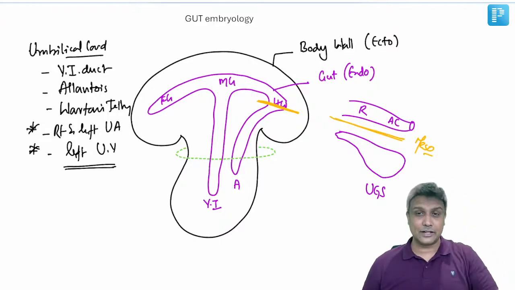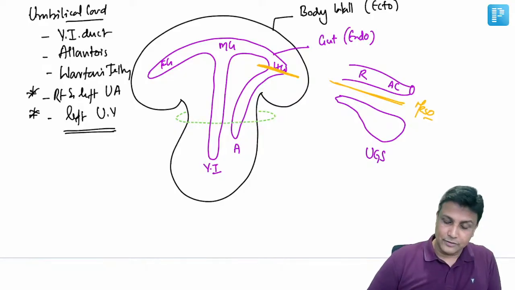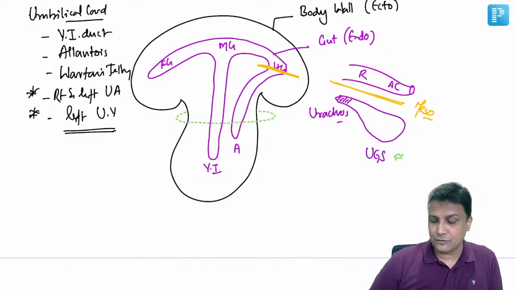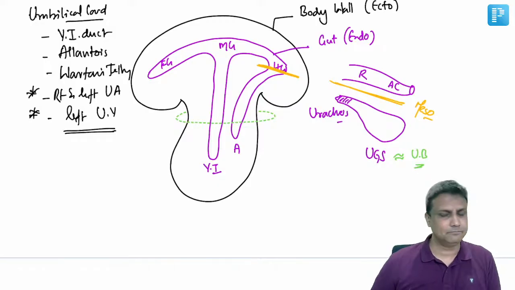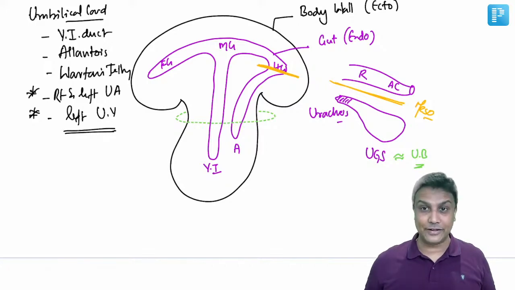Now listen to this very carefully here. This is the urogenital sinus. The cranial part of this one will be referred to as the urachus. This is the urachus. Now, the first point is, the urogenital sinus is the one which is going to form what? Urinary bladder. It is going to form the entire urinary bladder except for the trigone part, and the trigone is derived from the Wolffian duct. We know that very well.